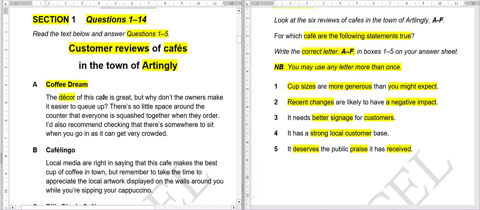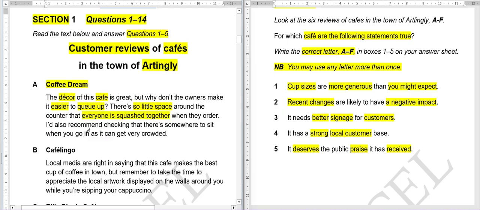So the decoration, the environment of this cafe is great, but why don't the owners make it easier to queue up? The main question is why the owners are not making efforts to make it easier to queue up, to create a line, something like that. There is so little space around the counter that everyone is squashed together when they order. Obviously, if something is not easier, it's difficult. So what's difficult? Because the space is so little that everyone is squashed together when they order.